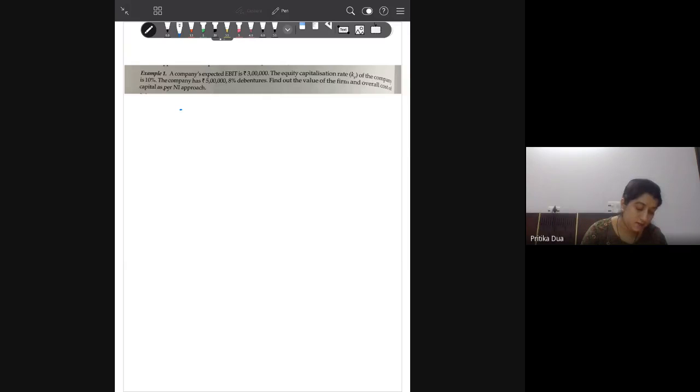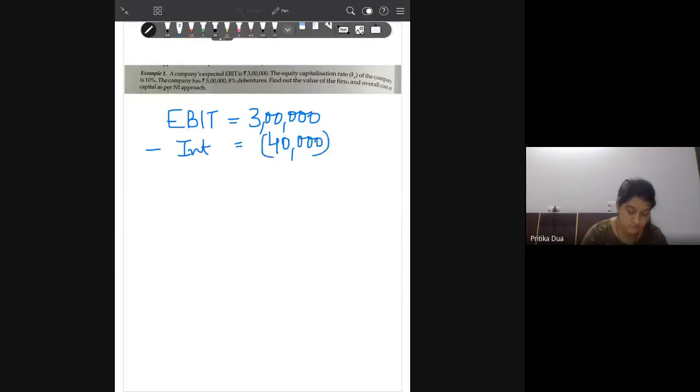The EBIT of the firm is 3 lakh. The first claim is of the debt holder, so we pay the interest, which will come to 40,000, 8% of 5 lakh. So 2 lakh 60,000. Now, since there are no taxes, this is the net income of the equity shareholders.